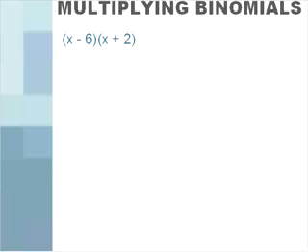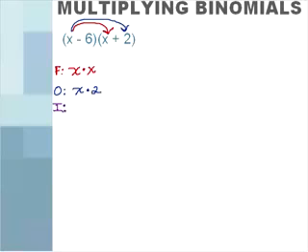So we do first terms. F represents first terms. So we multiply x times x. Outside is O, so we'll be taking x times 2. I represents inside, so we'll be taking negative 6 times x. And L represents last, which will be 6 times 2.